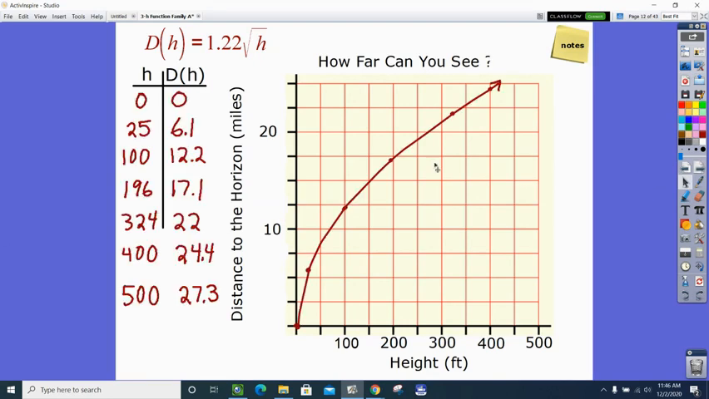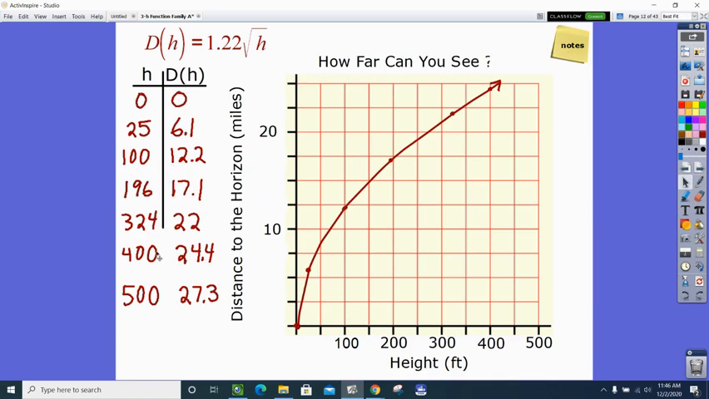So here's the graph. You're going to see I've put some perfect squares in there. The reason I'm not seeing the integers or whole numbers over here, I should say, is because I'm multiplying by 1.22. But you would take the square root of 25, which is 5, multiply it by 1.22, and you'd see 6.1. So if you're 25 feet off the ground, you can see about 6.1 miles to the horizon.